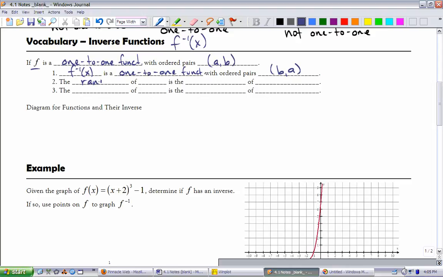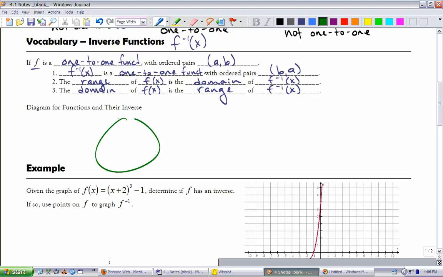The range of f is the domain of its inverse, okay, and the domain of f is the range of the inverse. Now I think the best way to look at this is a diagram here.